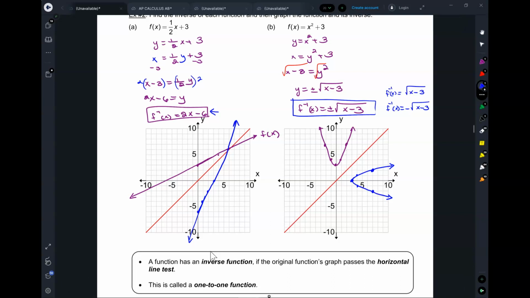So look, this is f inverse of x. The first one was f of x. Which one?